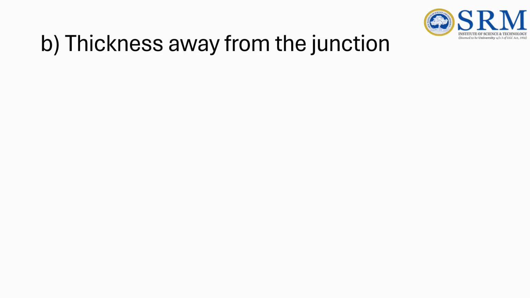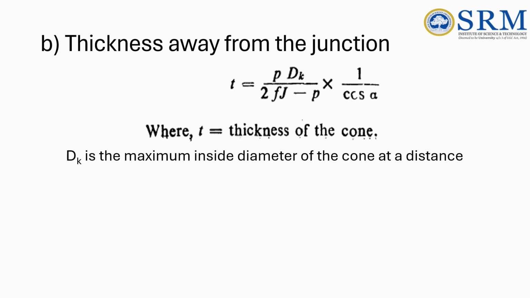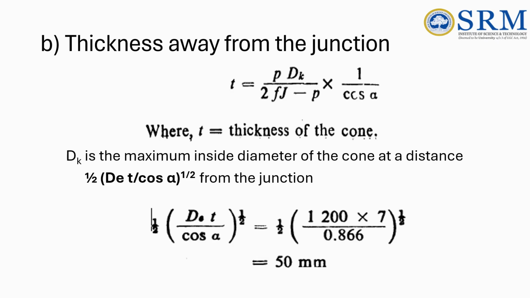Now we have to calculate the thickness away from the junction. As we know from the formula, T is equal to PdK by 2fj minus alpha into cos alpha, where dk is the maximum inside diameter of the cone at the distance of half det by cos alpha to the power of 1 by 2 from the junction.